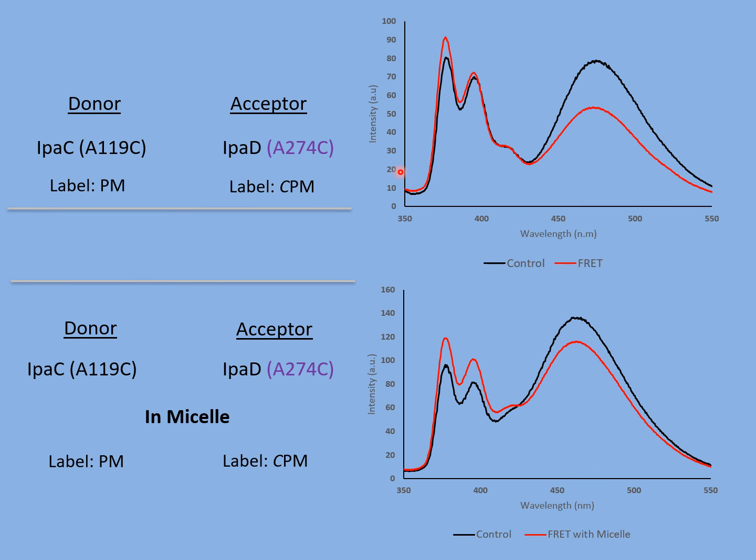All right, here are some more FRET interactions. And again, we see a negative result. The donor peak is above our control, so that's a negative. And then our acceptor peak is below, so that's a negative. So negative overall. And then in the micelle, similar concept, another negative result.